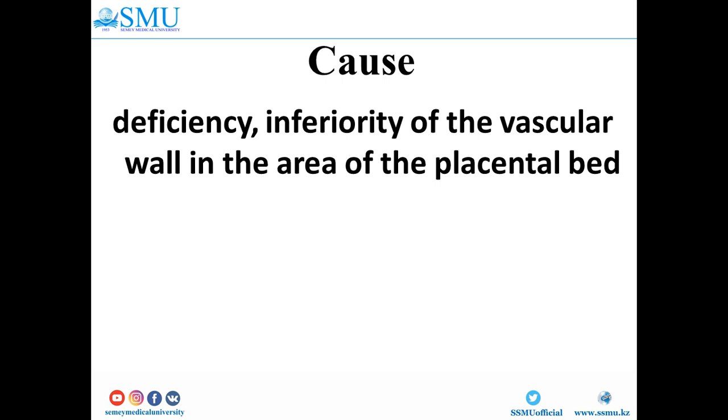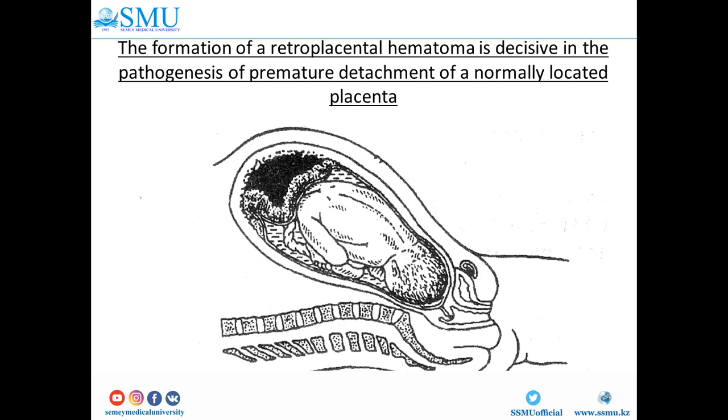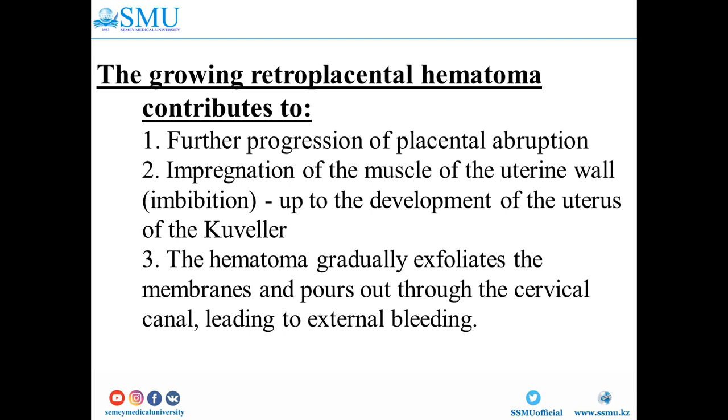Risk factors: arterial hypertension, chronic kidney disease, preeclampsia, eclampsia, rapid emptying of the uterine cavity, as amniotic fluid flow or rapid labor process, short umbilical cord, or excessive labor. The formation of retroplacental hematoma is preceded in the pathogenesis of premature detachment of a normally located placenta. The growing of retroplacental hematoma contributes to further progression of placental abruption, impregnation of the muscle of the uterine wall, also called imbibition, up to the development of the uterus of Couvelaire.